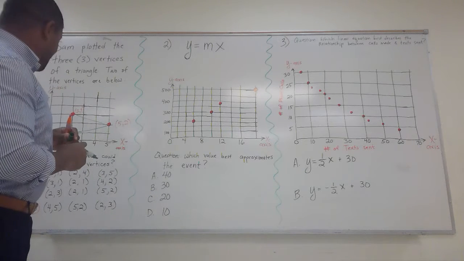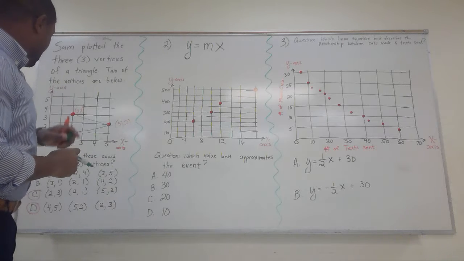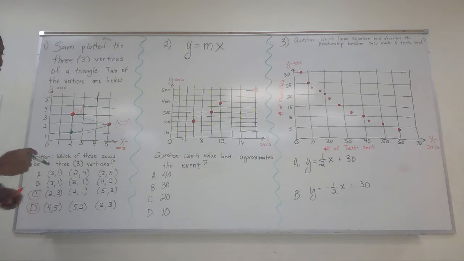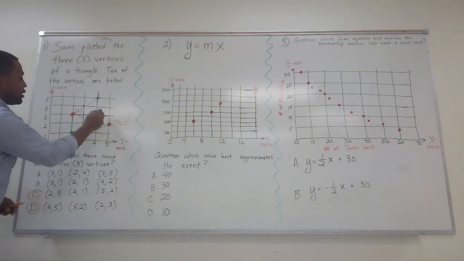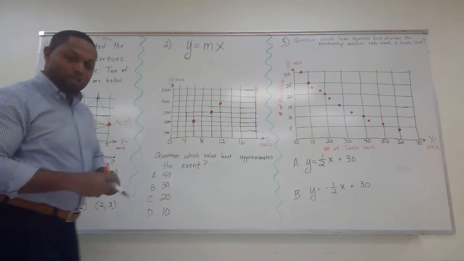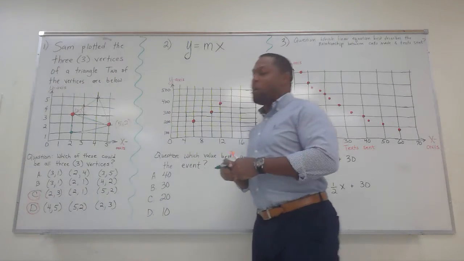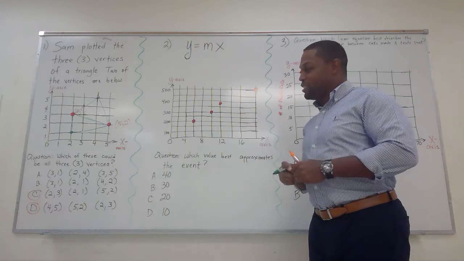If we were to draw the triangle for D, then we would need to add 4, 5. So we would go over 4 and up 5. There we go. And that would be the triangle. Okay, so those are the two triangles that Sam would have plotted with these vertices here.